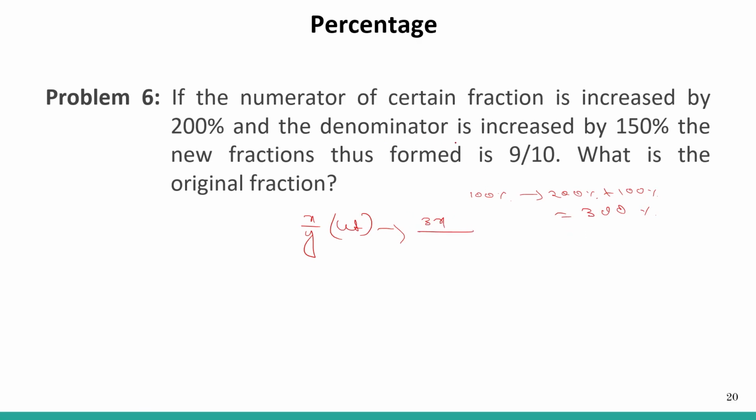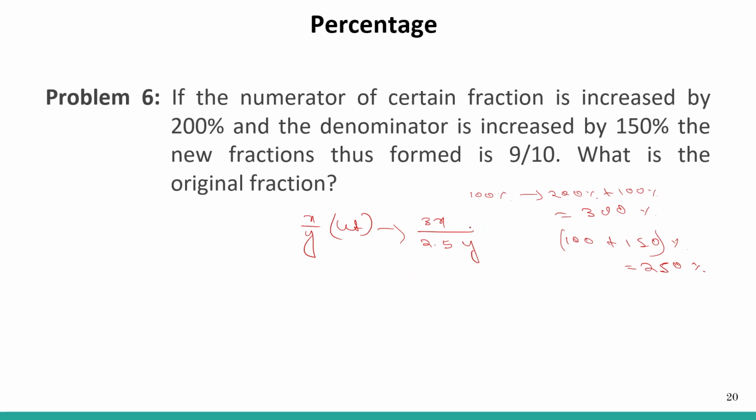And the denominator is increased by 150%. So it will become 250%, so 2.5 times. So 100 plus 150% is equal to 250%. It won't be x, it will be y, as the denominator is increased by 150%.